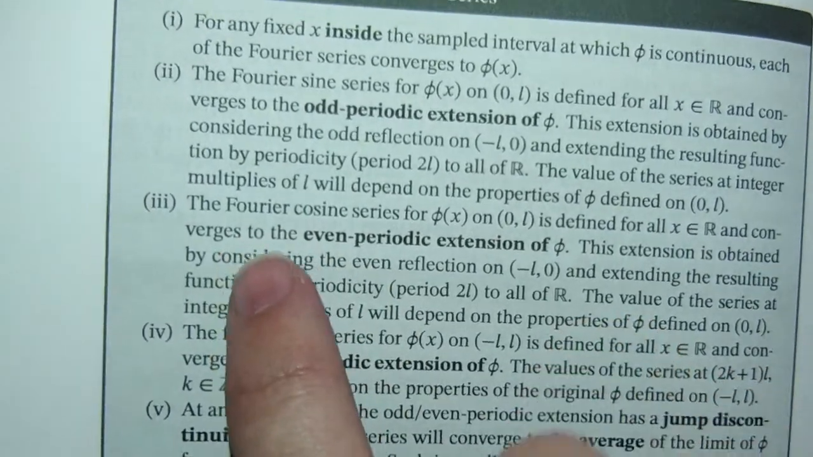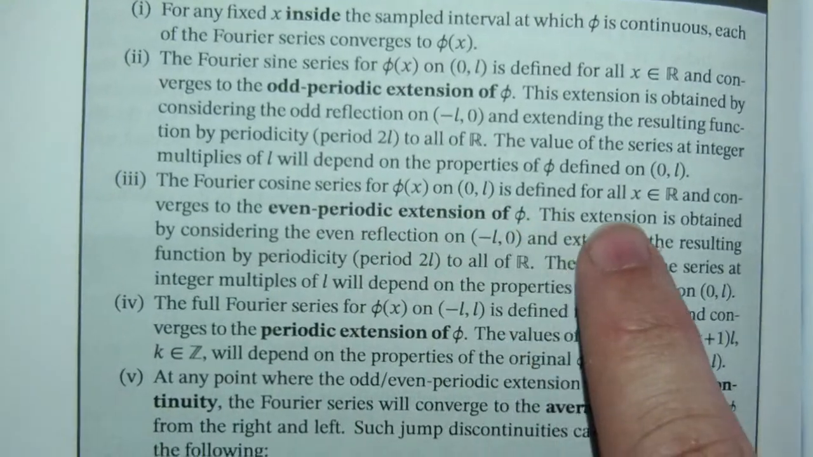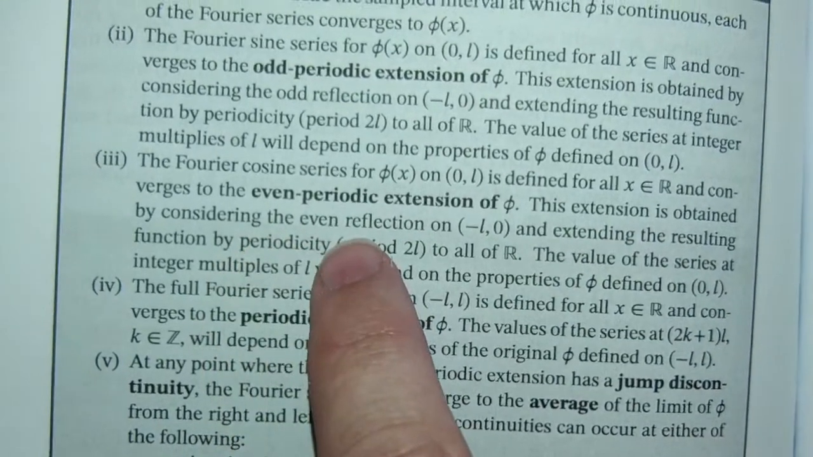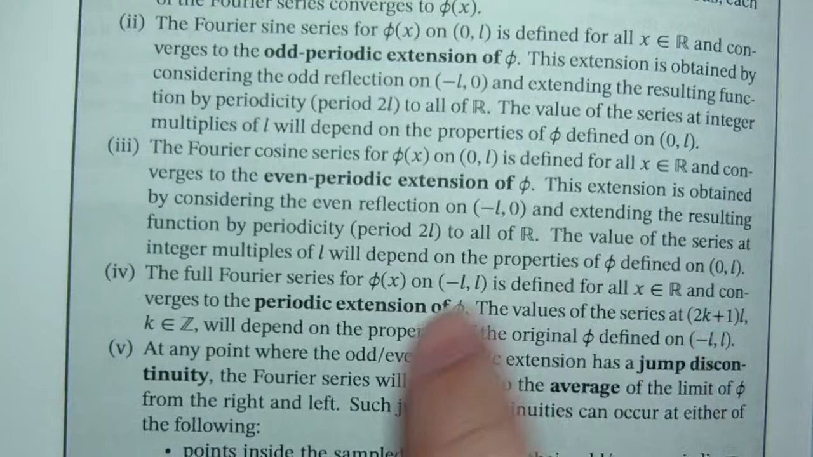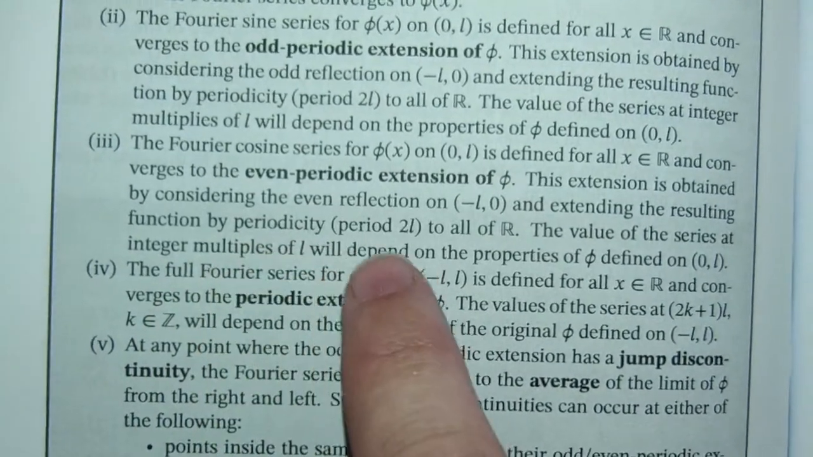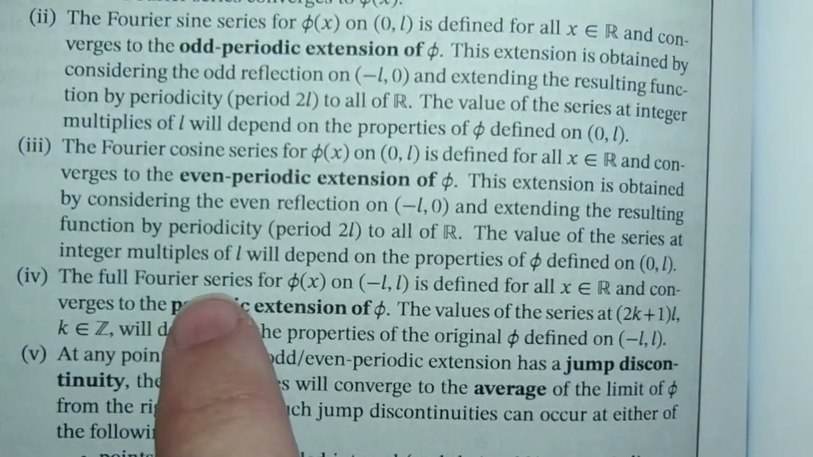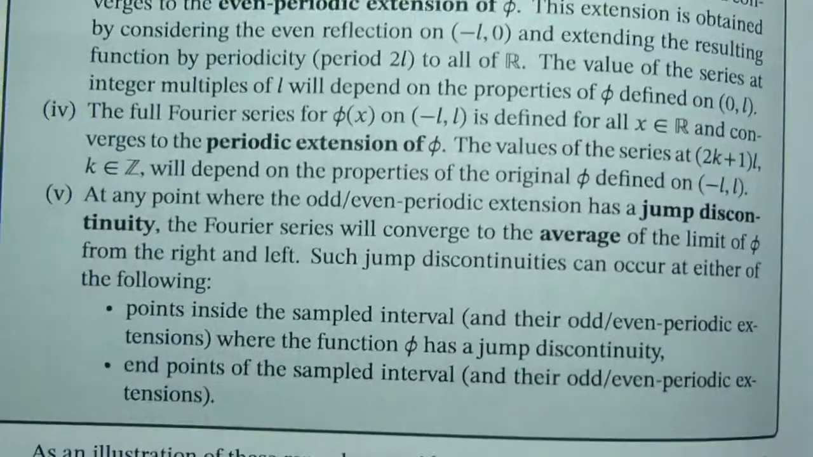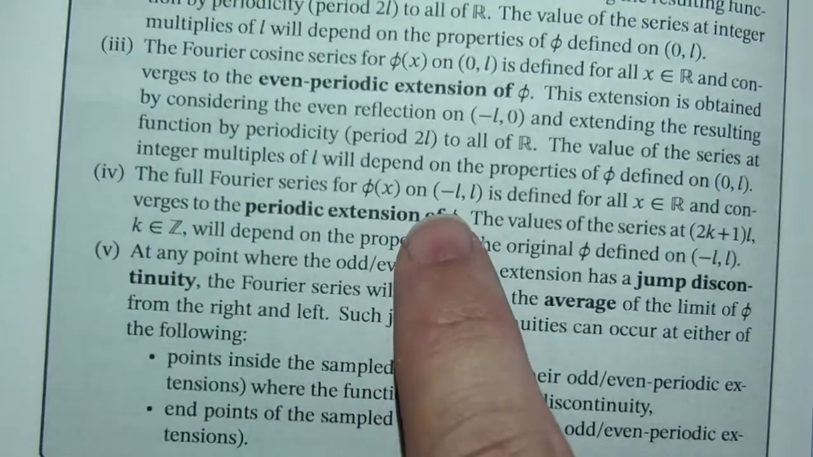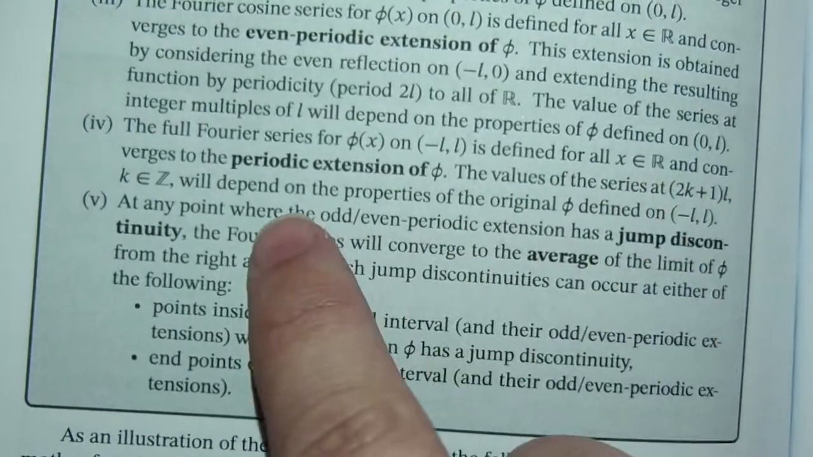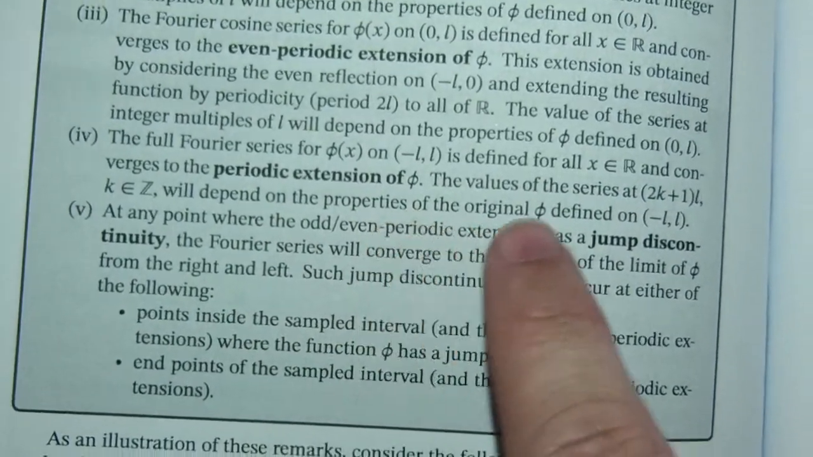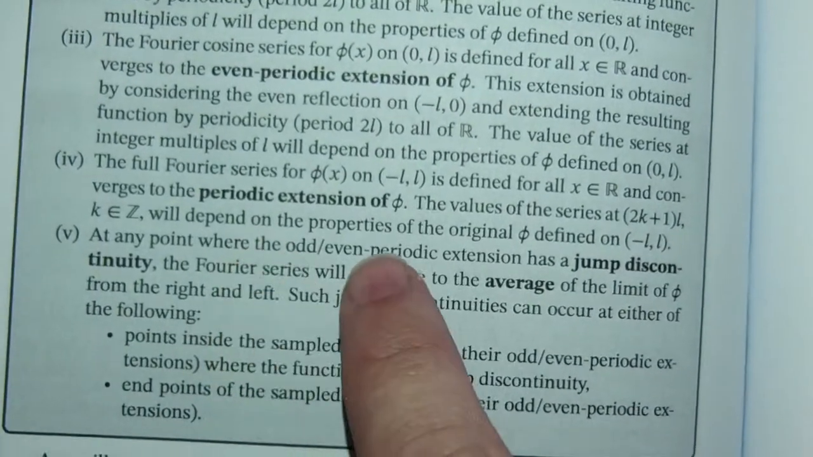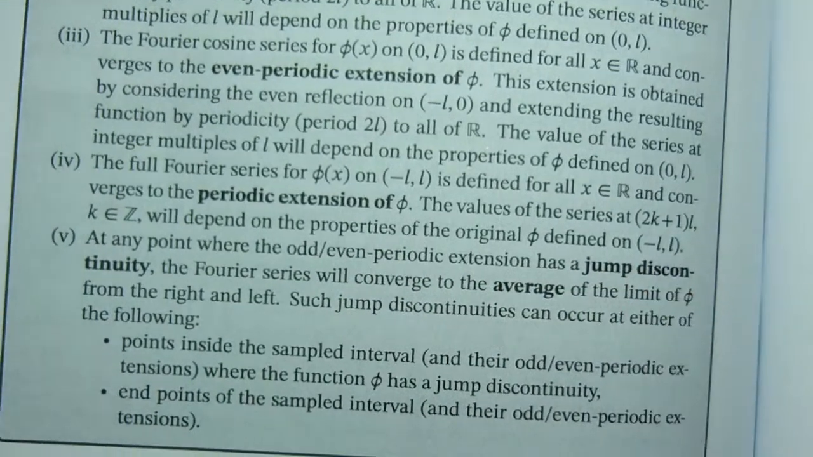Next, the Fourier cosine series for phi of x on 0 to L is defined for all x in R and converges to the even periodic extension of phi. This extension is obtained by considering the even reflection on minus L to 0 and extending the resulting function by periodicity, period 2L, to all of R. The value of the series at integer multiples of L will depend on the properties of phi defined on 0 to L. Okay. The full Fourier series on minus L to L is defined for all of R and converges to the periodic extension of phi. The values of the series at those problem points, right, will depend on the properties of the original phi defined on minus L to L.